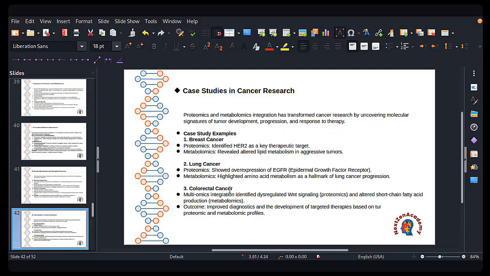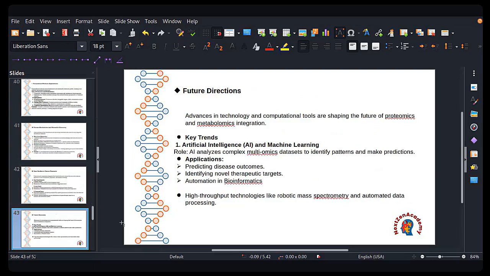Then colorectal cancer. Multi-omics integration identified dysregulation of Wnt signaling, proteomics, and altered short chain fatty acid production, metabolomics. Then we can use these different proteomics and metabolomics and combine the results, right? Then future direction, we can use AI and machine learning to identify patterns, to make predictions. Then there will be high throughput techniques like robotics, mass spectrometry, and automated data processing.